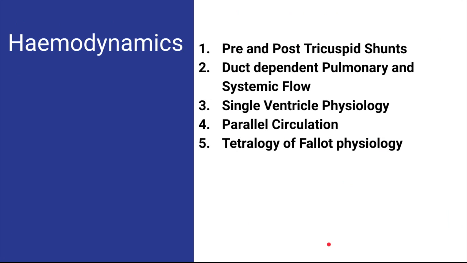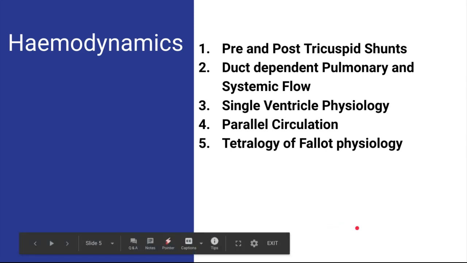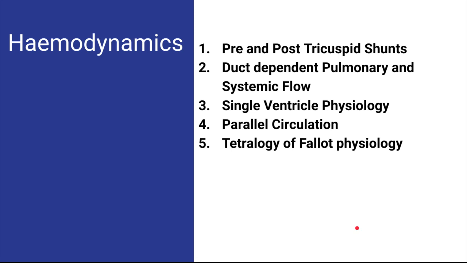Now come to hemodynamics of congenital heart diseases. So first is pre and post tricuspid shunt. We have already discussed this in acyanotic congenital heart disease. Pre-tricuspid shunts are ASD, PAPVC and TAPVC, partial and total anomalous pulmonary venous connection. And post-tricuspid shunts are PDA and VSD.